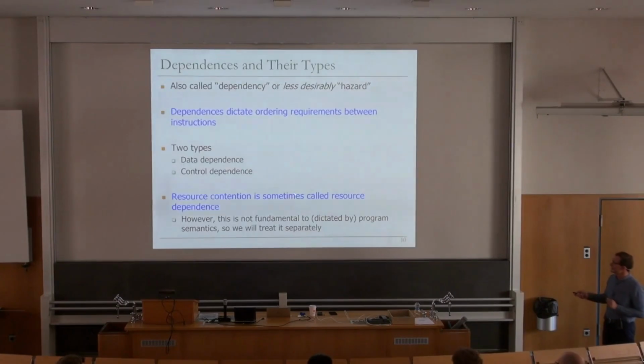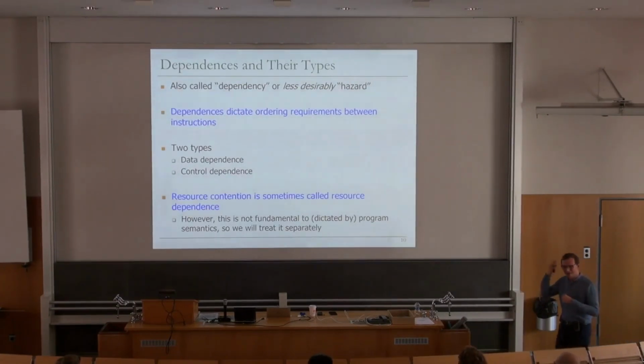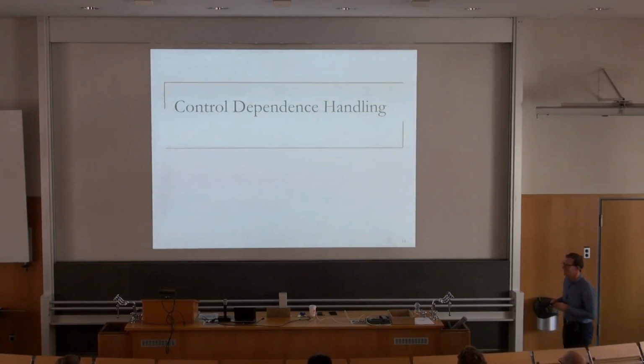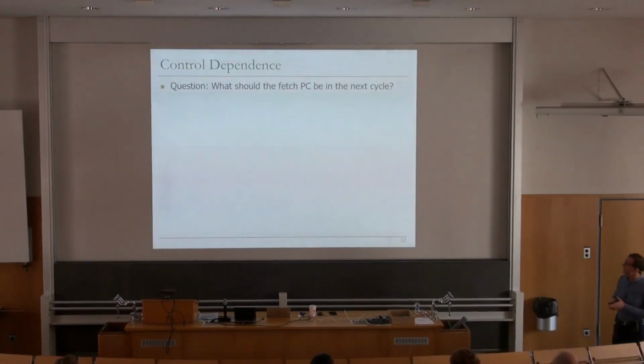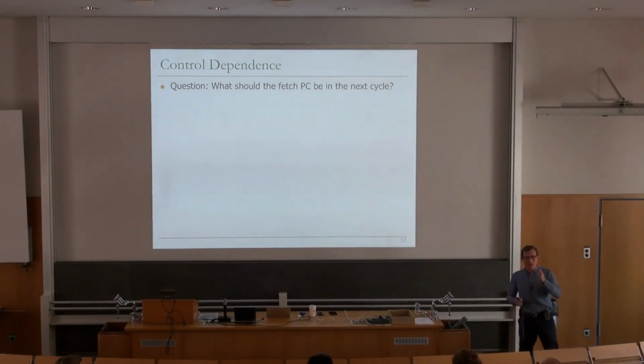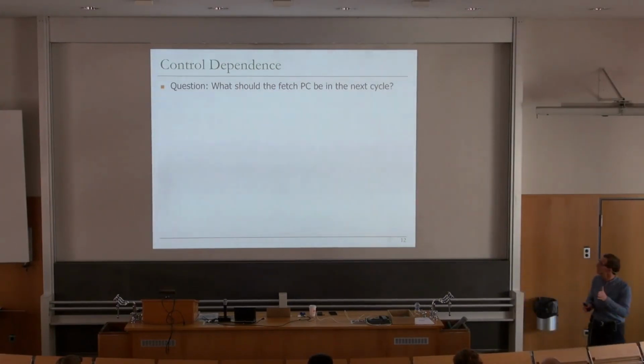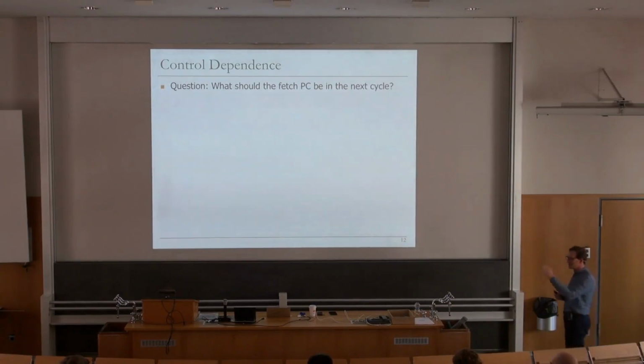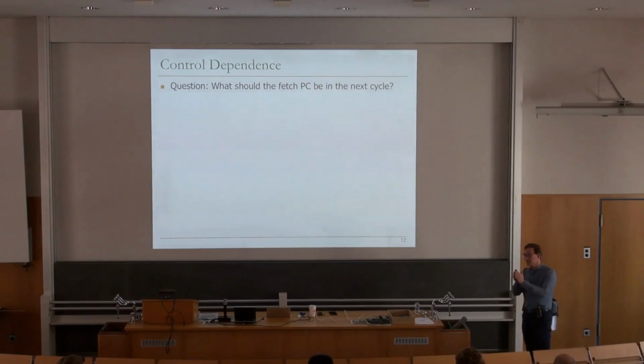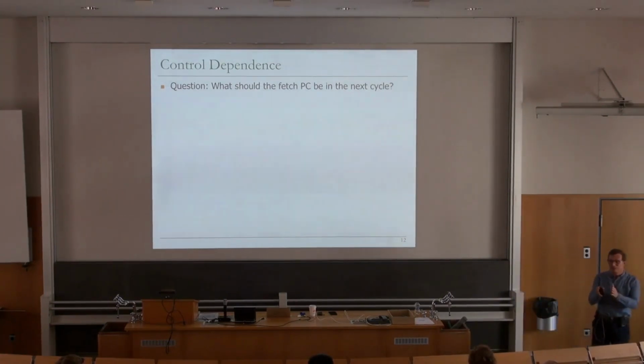Okay, so in this lecture, we're going to focus on control dependence handling. So this was a good overview, hopefully, to jog your memory on pipelining. Let's talk about control dependence handling. So basically, the key question over here is very simple. What should your fetch program counter or instruction pointer be in the next cycle? You're fetching something in the current cycle, and you want to keep the pipeline moving, correct and full, meaning that you need to know what to fetch in the next cycle. And this is the question that you need to answer while you're fetching the current instruction.